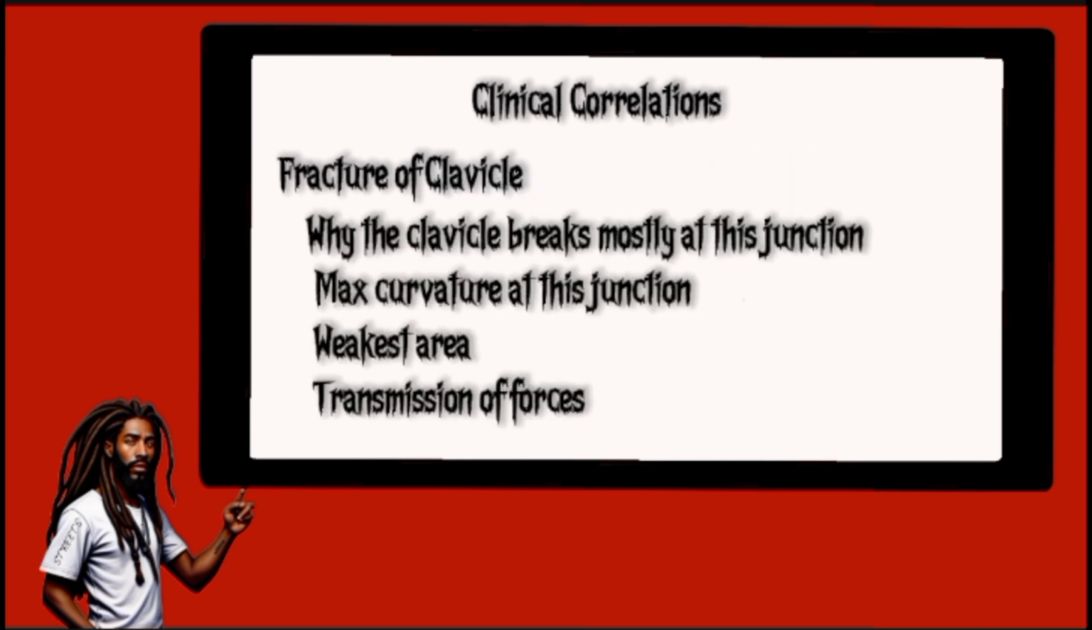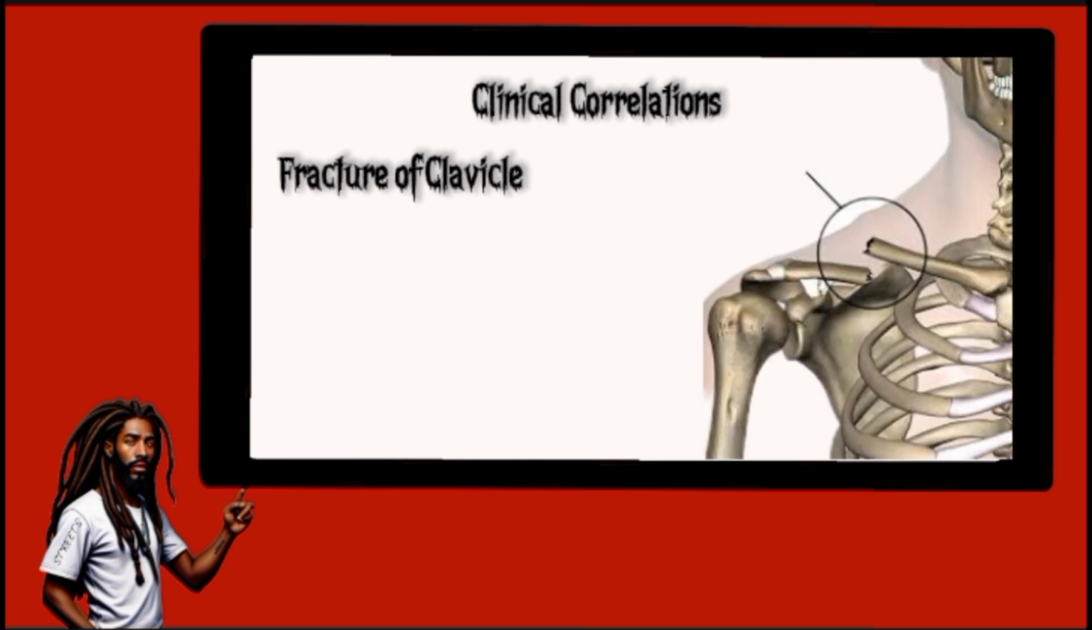Now the three major things that cause this type of fracture at this point are that this place is the weakest site of the clavicle, at this point the curvatures meet, and then there is also transmission of forces. So these are the three important things that cause the clavicle to be easily fractured at this position.